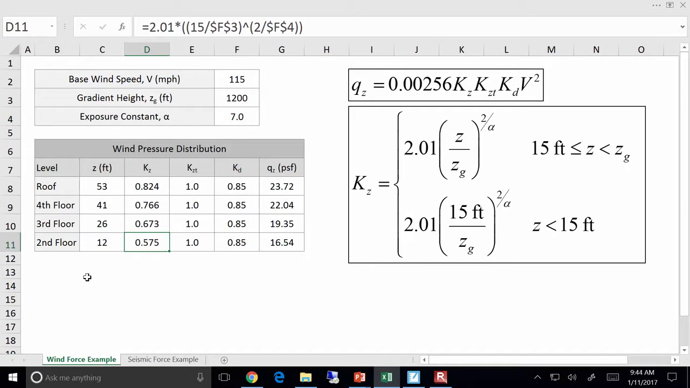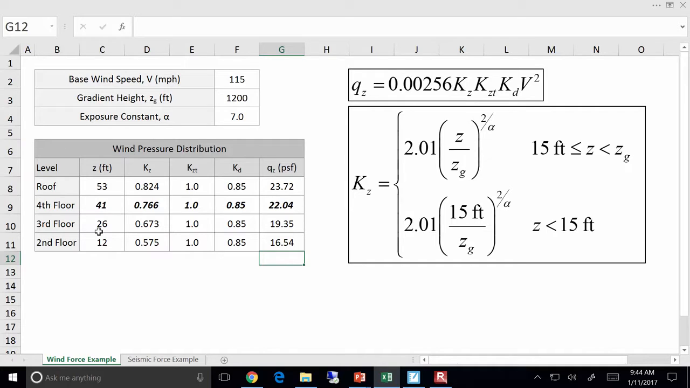So this second floor, if you notice, the Z is under 15 feet. So it's 2.01 times 15 over 1,200 raised to the 2 over alpha. But everything else is Z over Zg raised to the 2 over alpha. So if you look, here's 15, and then there's the Zg. Sound good? So this is the one that we did. That's the one that we did right here. So if you look, we got the 0.766, we got the 22.04. We would just do the same thing over and over again. Sound good?